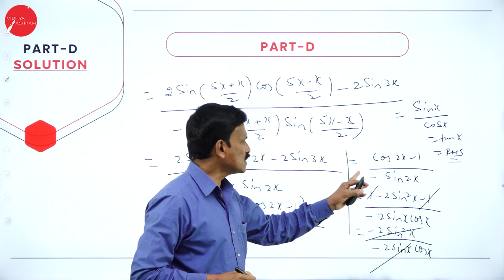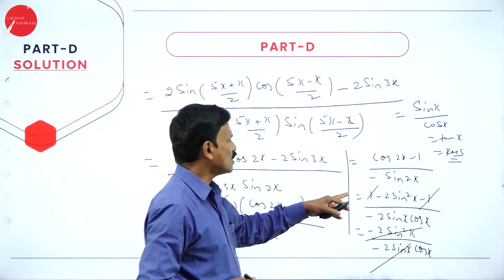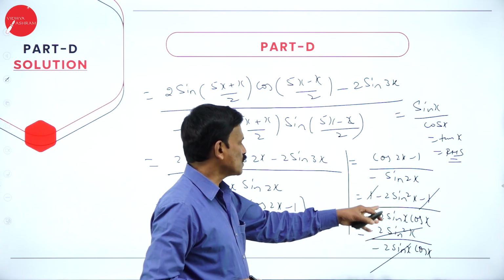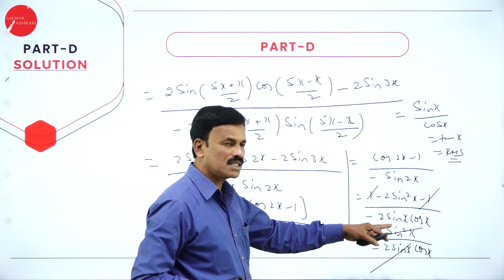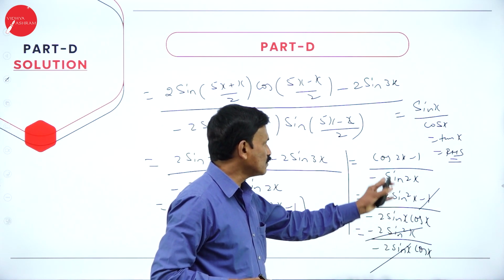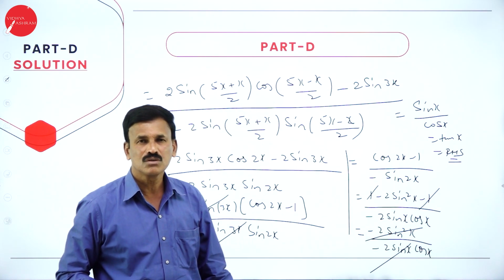Cos 2x can be written as 1 minus 2 sine square x, minus 1. Minus 1 plus 1 gets cancelled. Sine 2x is 2 sine x cos x. Minus 2 sine x gets cancelled. In the numerator, sine by cos is tan x. That's it. Hope you followed.